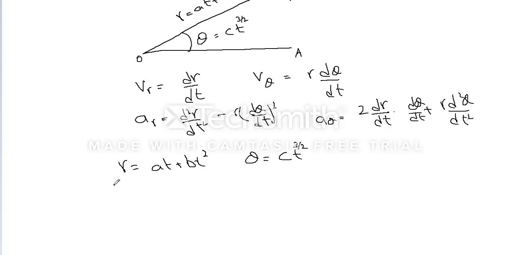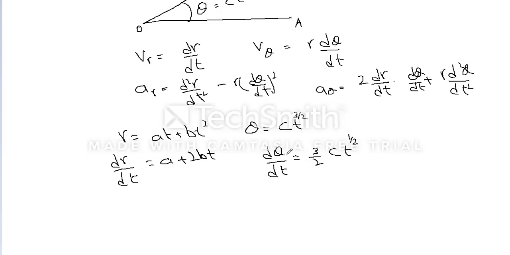So first we have to find dr by dt. This is equal to a plus 2bt, and then we have to find d theta by dt, which is equal to 3 by 2 ct power 1 by 2. We have to find the radial and transverse component of velocity and acceleration when t is equal to 1. So dr by dt when t is equal to 1 is a plus 2b, and d theta by dt when t is equal to 1 is 3 by 2 c.